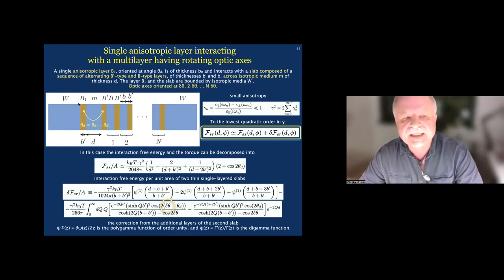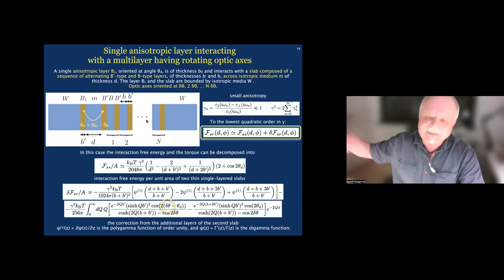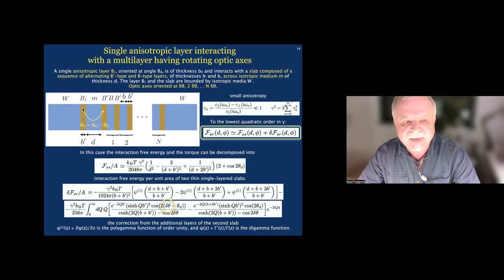The first case is a single anisotropic layer and then many other rotating anisotropic layers, where the angle between the axes of two neighboring layers is delta theta. And in this case, interestingly enough, you can evaluate the non-retarded free energy and non-retarded torques analytically. I'm just showing you here that there are actual formulas that you can get for many, actually infinitely many, of these layers with rotating dielectric axis. So this F_SS means the interaction between the first layer in the many-layer system and the other layer of anisotropic material, and the SR is the contribution of all the other ones.